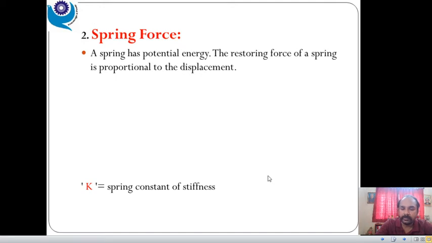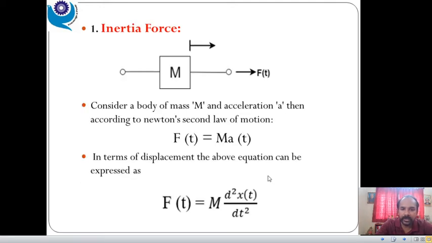Then one more thing importantly that we have to see: the unit of mass is kilograms, and definitely it stores the kinetic energy. It never stores the potential energy. Hence mass is analogous to inductance, or you can say inductor, in the electrical system.